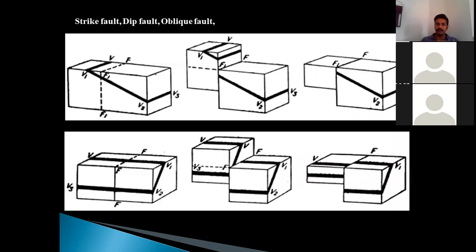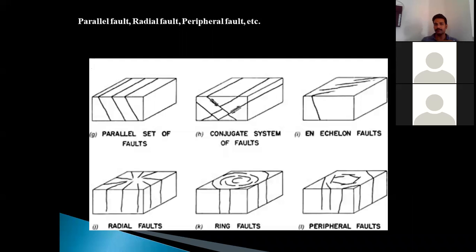Then in the geometric classification, we have seen strike fault, dip fault, and oblique fault. Initially, we referred to the fault plane, but now we will refer to the bed. If your fault plane is parallel to the strike of the bed, then it is called a strike fault. If your fault plane is parallel to the dip direction of the bed, then it will be called a dip fault. And if it is neither parallel to strike nor to dip, then in that case it will be called an oblique fault.